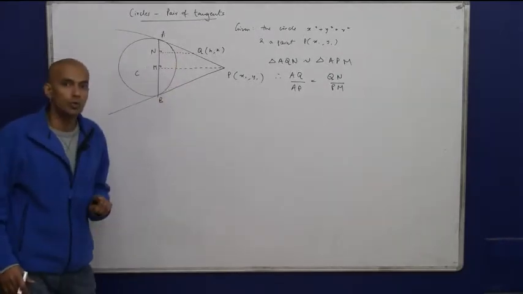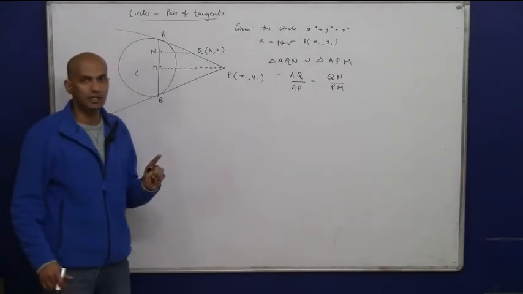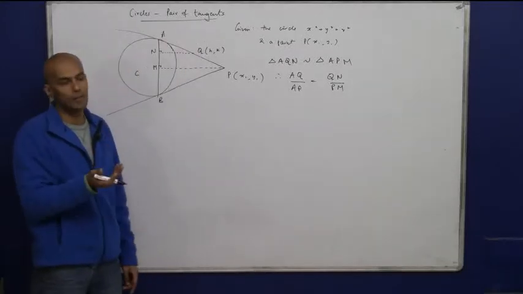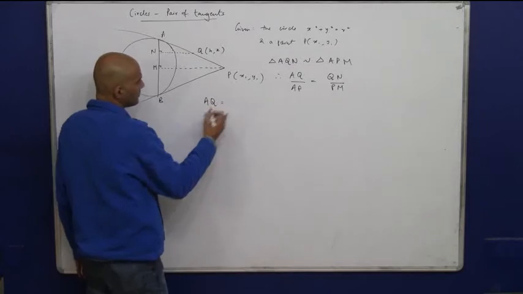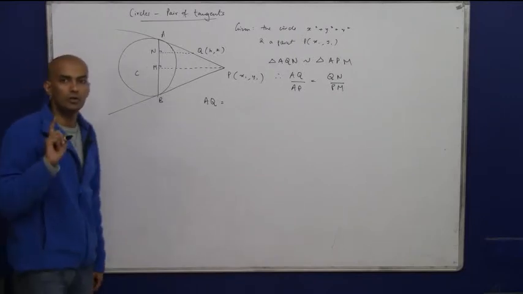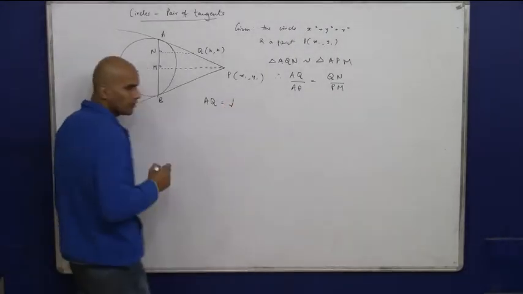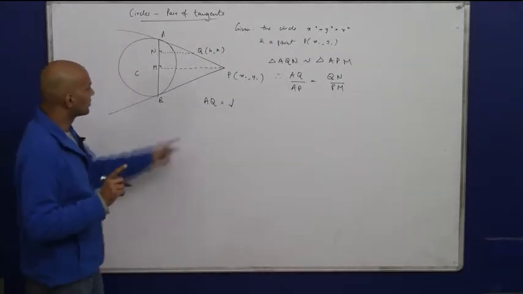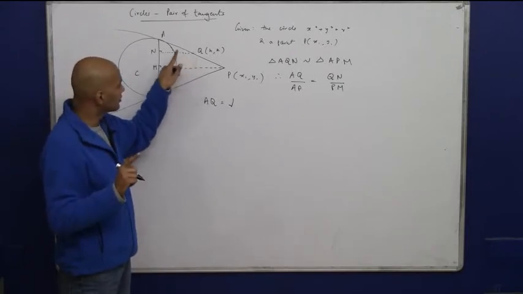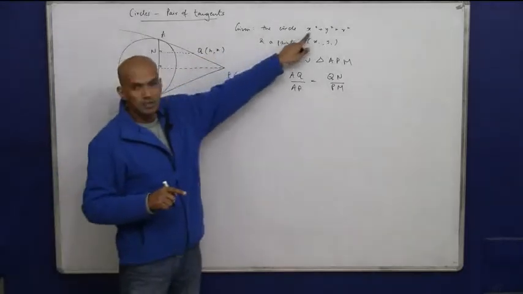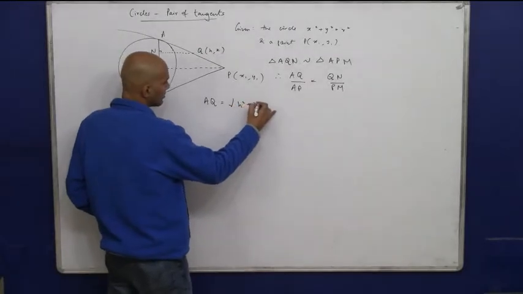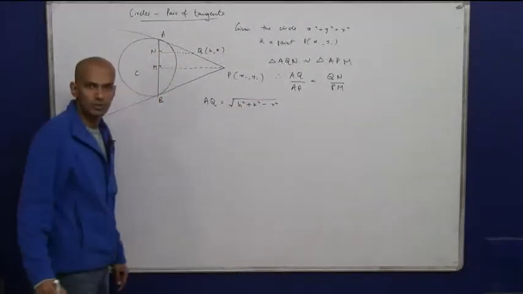Now, what is AQ? If you ask me what is AQ, I would say it is the length of the tangent drawn from Q to the circle. Now, what is the length of tangent drawn from a point to a circle? It is equal to under root S1, that is, when you put the point Q, the point from where you are drawing the tangent to the circle, into the equation of the circle to form a constant value, and that in this case is going to be equal to under root of h square plus k square minus r square. This is going to be AQ.